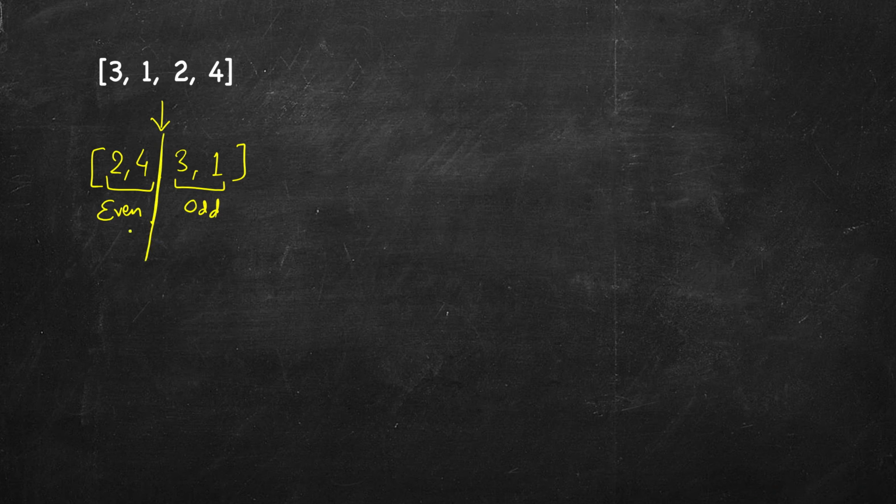So for example, if this is the input, the output should be 2, 4, then 3, 1. So here you see, first I have arranged all the even values, then all the odd values. And this order does not matter. So whether you write 2, 4, this region belongs to even. So in this region, you can arrange them in any order. So you can write 4, 2 also, this is also correct. Here also you can write 1, 3, this is also correct.